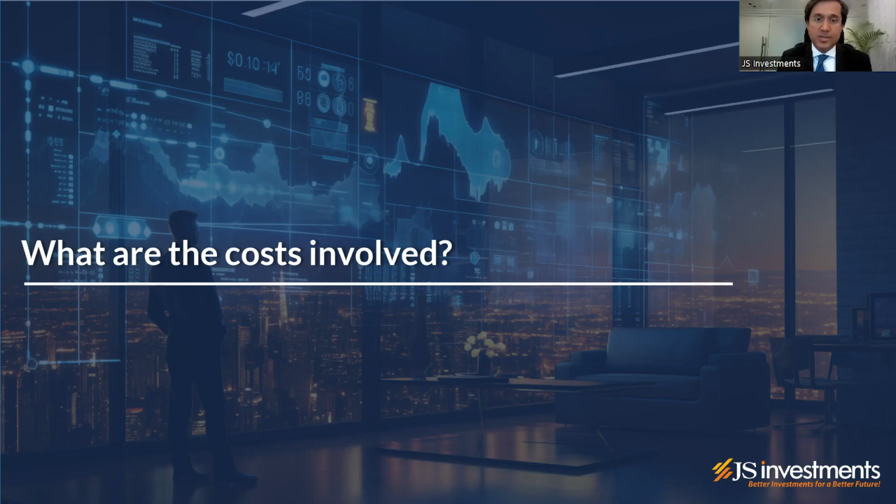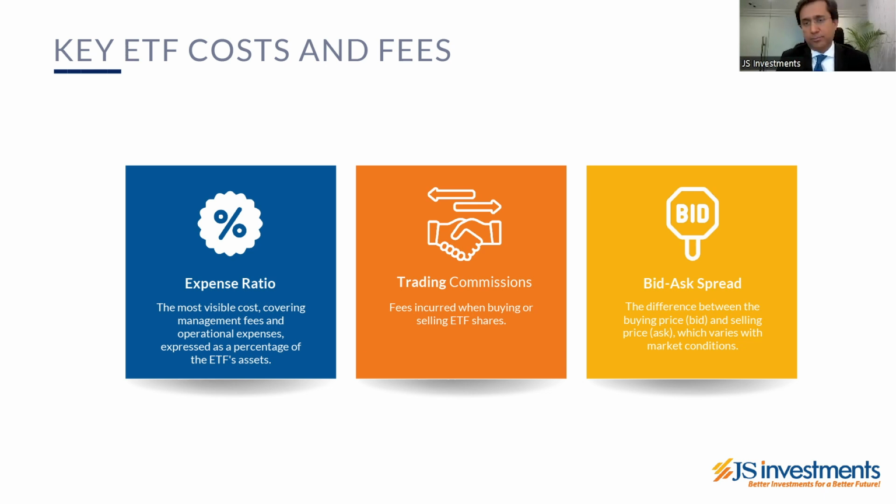Now, what are the costs involved? Again, it's an important question. In the case of ETFs, pretty much like any other mutual fund, we have the expense ratio, which is the most visible cost, covering management fees and other operational expenses, expressed as a percentage of the ETF's assets. Then there are trading commissions, because ETF shares are bought and sold in the market, and there is always going to be a trading commission involved. And lastly is the bid-ask spread, the difference between the bid, which means the buying, and the ask, the selling price, which varies with market conditions. So these are the basic costs and fees pertaining to ETFs.